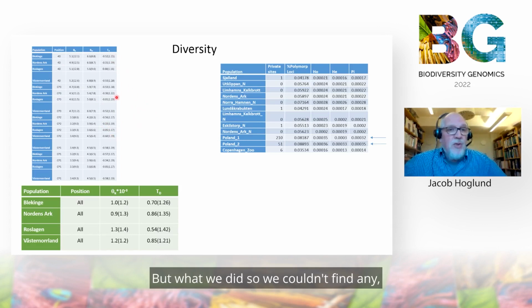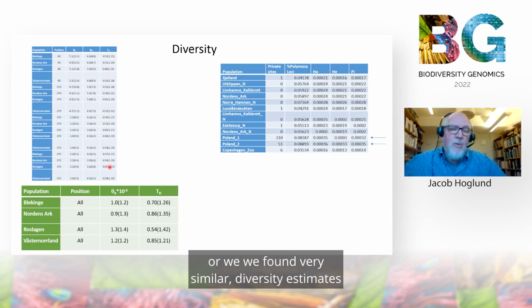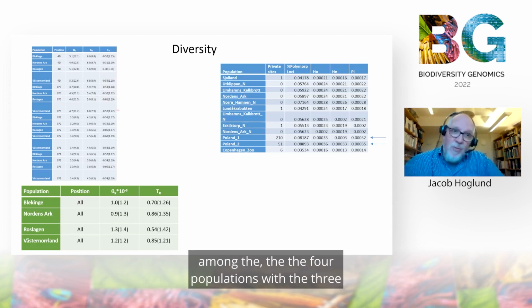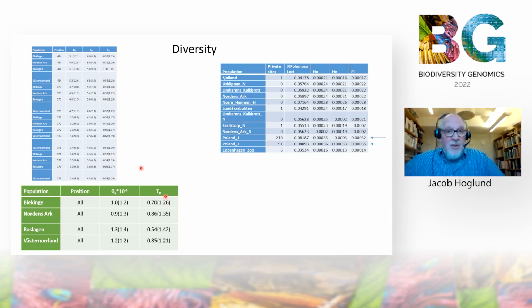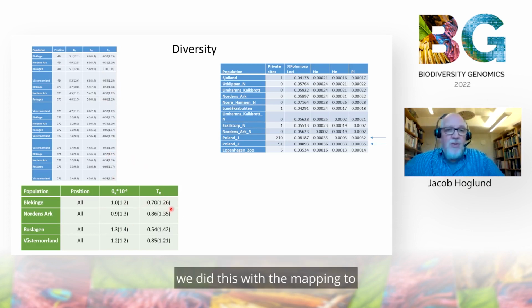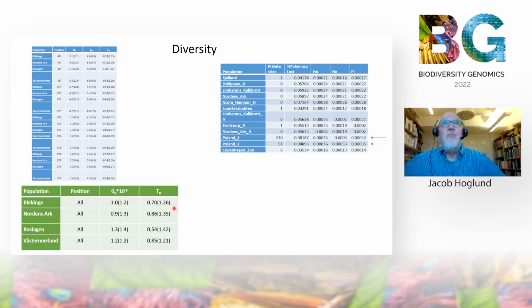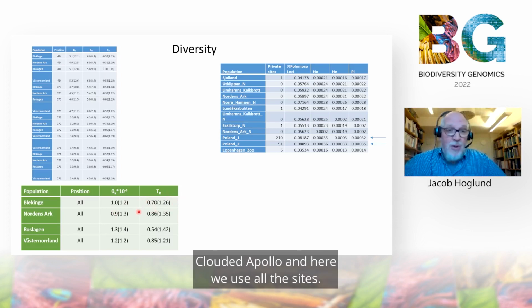But when we did so, we found very similar diversity estimates among the four populations, or the three natural populations and the zoo population. So in this case, this table indicates that we redid this with the mapping to the reference genome from the same species, the clouded Apollo.